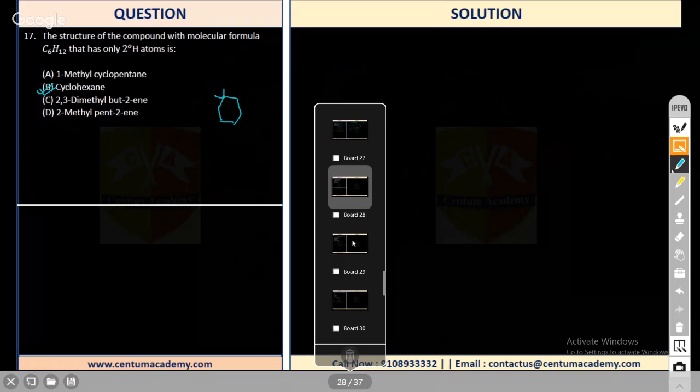You can also draw the structure of the other molecules to understand. If you want, you can draw, but I don't think it's required. It's a very basic thing. You can draw the structure and write down the answer. Next one is C, question 29.